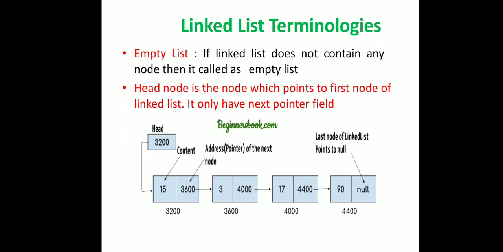You can see here there is a head node having the address pointer 3200. It is just used to point to the first node of the linked list. Now there is a first node having the content 15 and the address of the next node is 3600. So at 3200 there is a node with its content. Like this the nodes are connected to each other, and one node knows the address of another node.